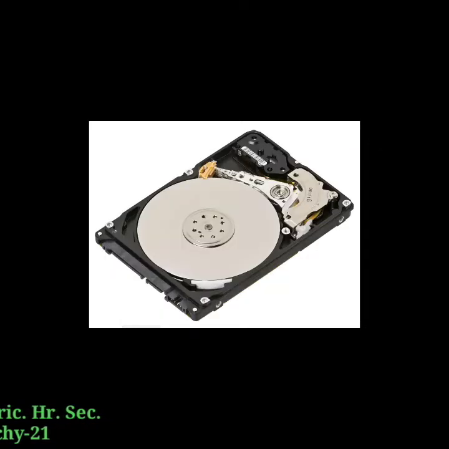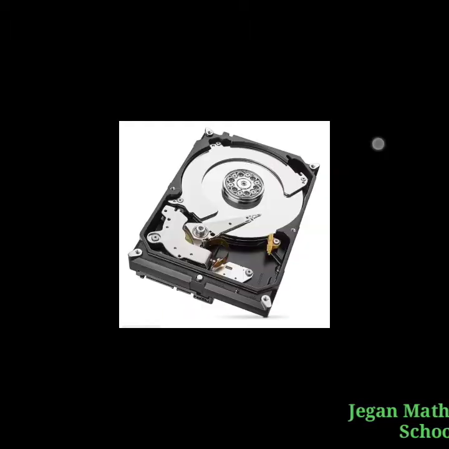The first one is hard disk. Hard disk is a magnetic disk on which you can store data. The hard disk has a stacked arrangement of disks accessed by a pair of heads for each disk. The hard disk comes with a single or double-sided disk.